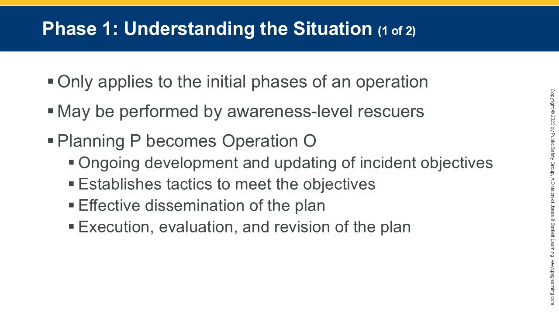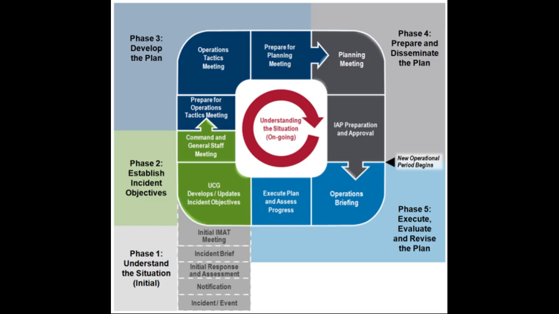Think of it as building the vertical leg of the Planning P. This is where you observe, gather information, and start forming a clear picture of the incident. Once the first operational period is underway, that Planning P evolves into the Operation O. What does that mean? The focus shifts from planning only to continuous, active management, updating objectives, refining tactics, and making sure the team is aligned with what's happening on the ground. The plan becomes a living, breathing tool that grows and changes as conditions evolve.